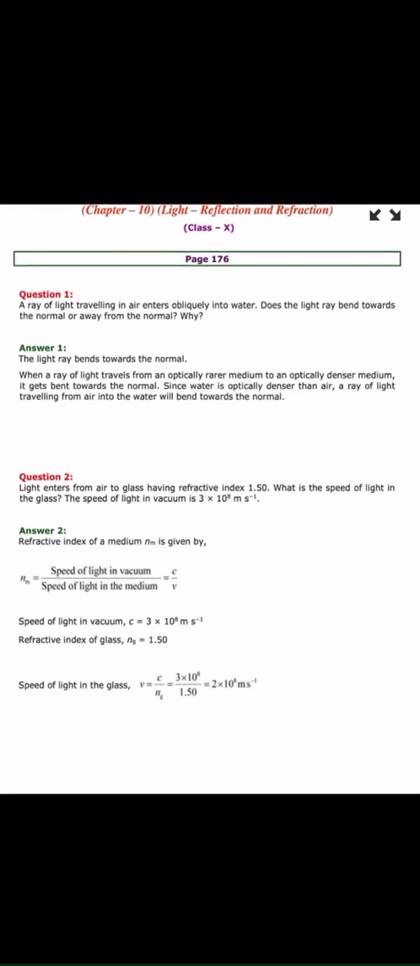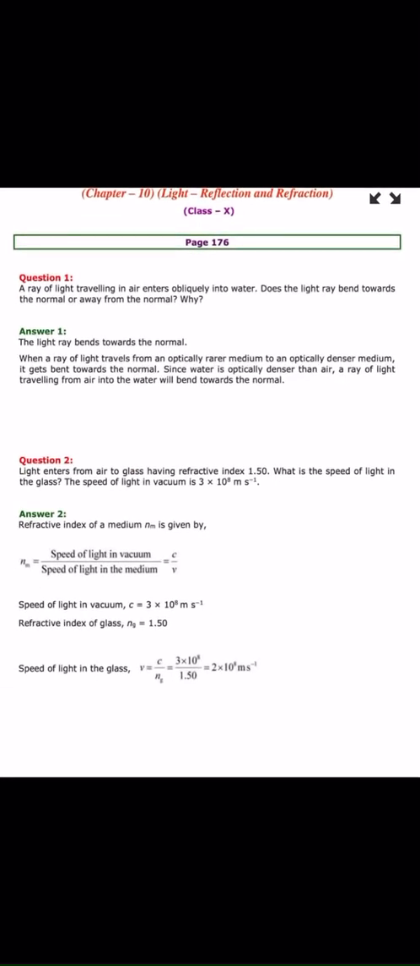So next is page number 176. Question number one: a ray of light traveling in air enters obliquely into water. Does the light ray bend towards the normal or away from the normal? Now we know that if the light is entering from a rare medium to a dense medium, it bends towards the normal, and air is a rare medium and water is a dense medium, so the light ray will bend towards the normal. An explanation I have given you.